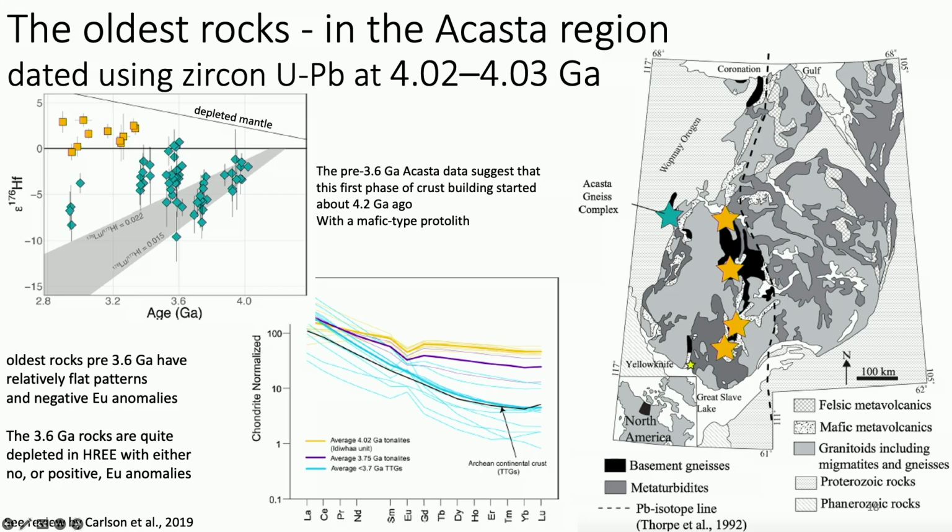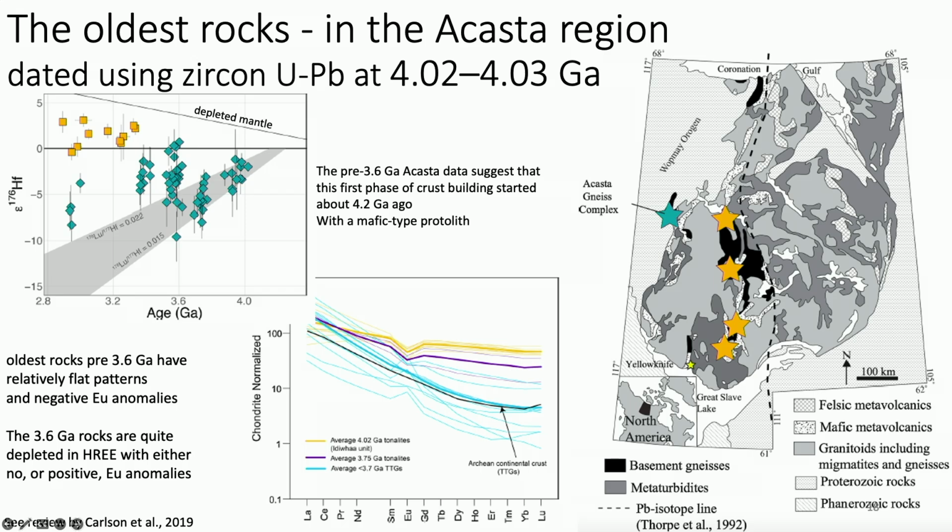Here we go back. So we have this oldest work. We have what's called the tonalites, and then we have what happens later as a function of time, and we have this typical Archean continental crust that's called the TTG. I will describe what they are in a few minutes. So it's tonalite, trondhjemite, granodiorite kind of rocks.